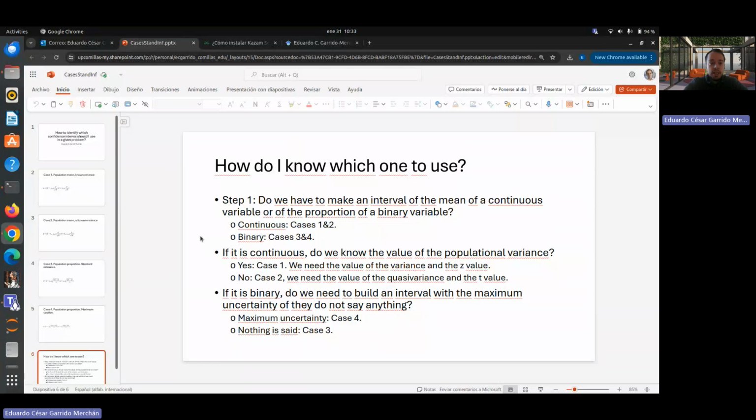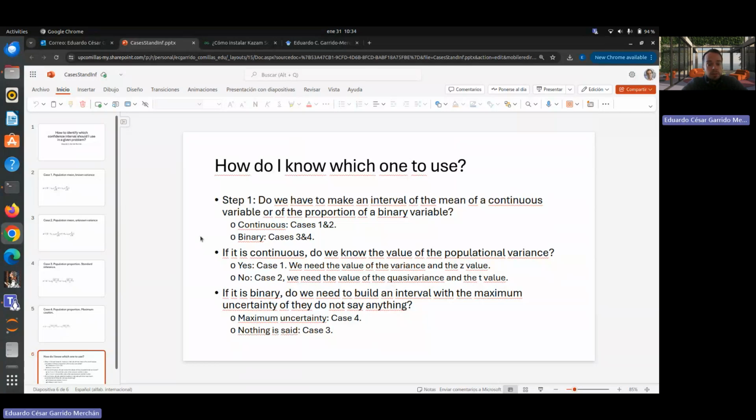If the statement is telling us something about a binary variable, or if you want to build the confidence intervals for a populational proportion, then you are in cases 3 or 4. In other words, if it is binary, do we need to build an interval with the maximum uncertainty, or in other words, with the minimum risk, or do they not say anything about risk nor uncertainty? If risk is important for us, if we want to build the widest possible interval having a sample size and a confidence level, then we are in case 4, maximum uncertainty. Okay, and we are not going to use the sample proportion inside of the margin of error, but we are only going to use the value 0.5. And on the contrary, if nothing is said, then we are in case 3.